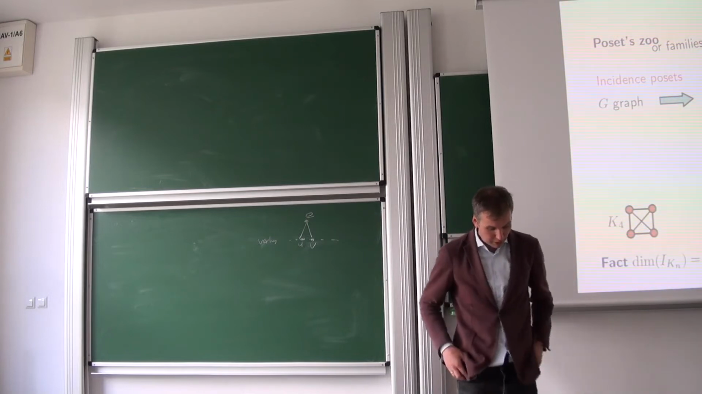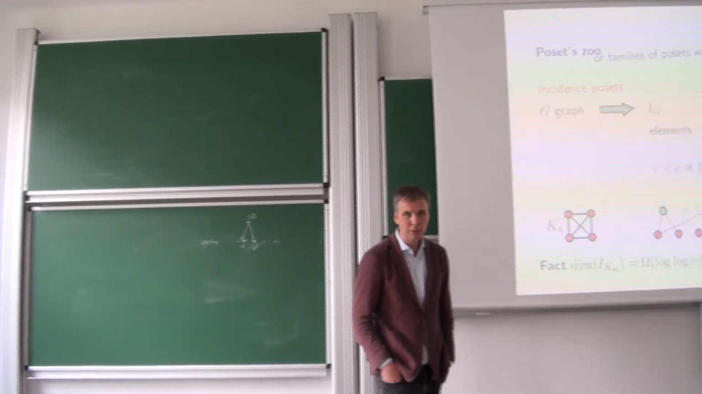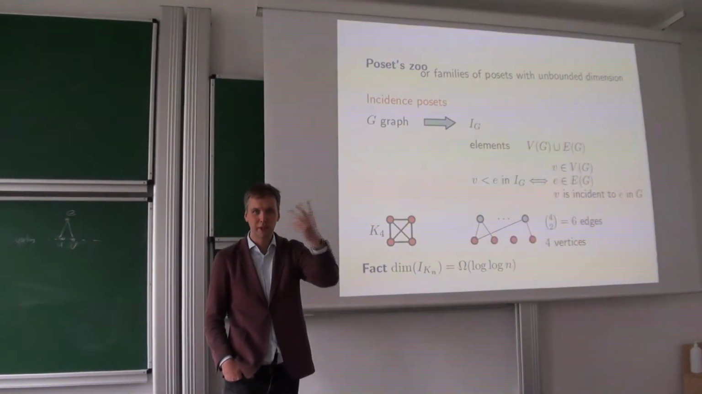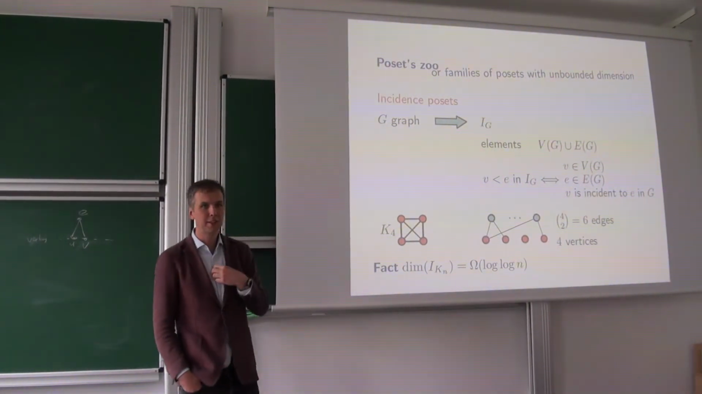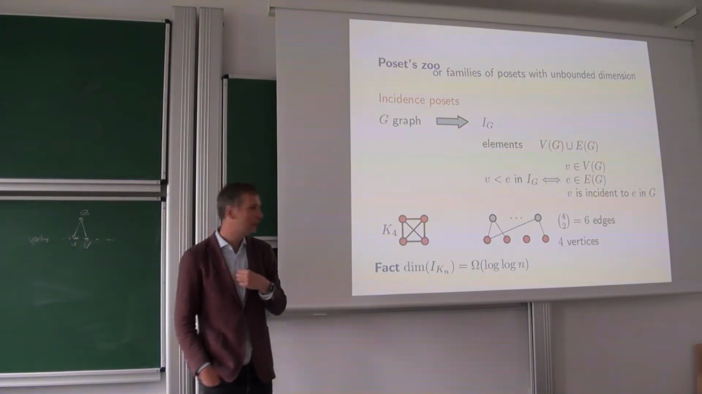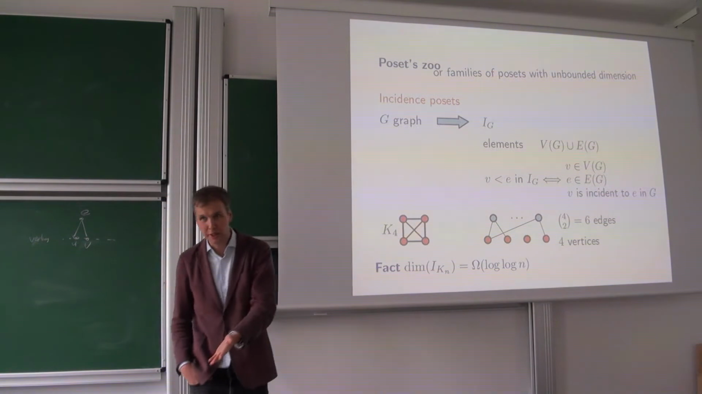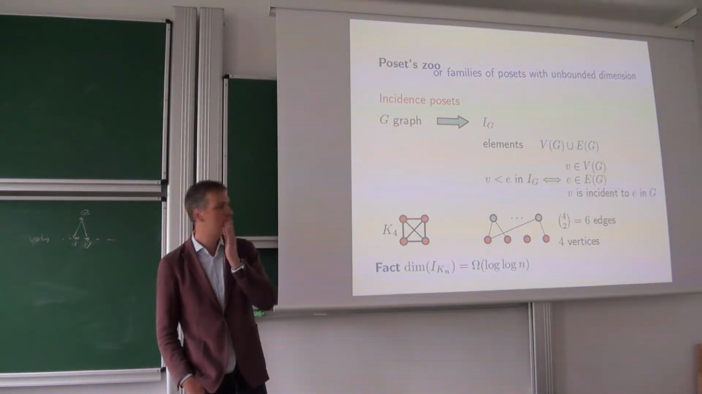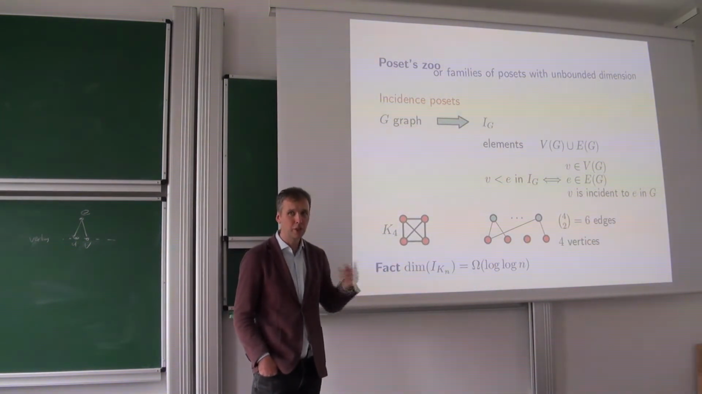Now, you see, if you have a clique of size 4, then the poset has 4 minimal elements and 4 choose 2 maximal elements corresponding to edges, right? And the fact is that if you take larger and larger cliques, the dimension goes up. It grows like log n. This is actually the right asymptotics.